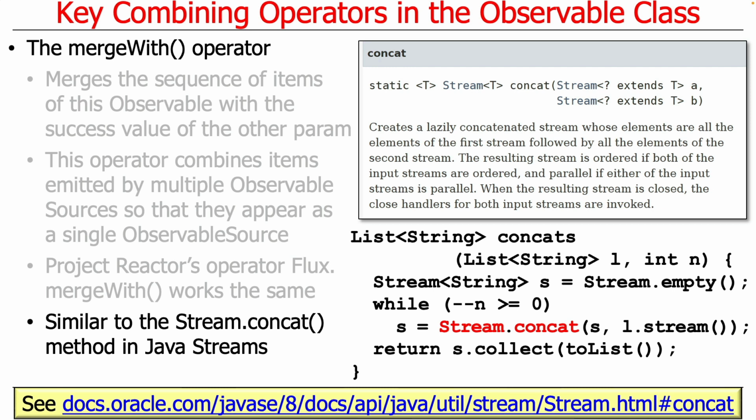And this is a really fun little example here. What this is going to do is take a list of strings and a value n, and return a concatenated list that has the first list, L, concatenated n times. And the way it does it is it makes an empty stream, and then we iterate using a loop, counting down, and each time we go ahead and concatenate the list to the end of the stream by saying L.stream over and over again, and that becomes the new stream. And when we're all done, we go ahead and collect the results into a list.